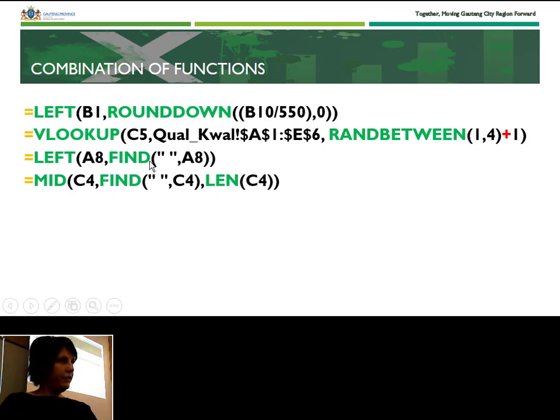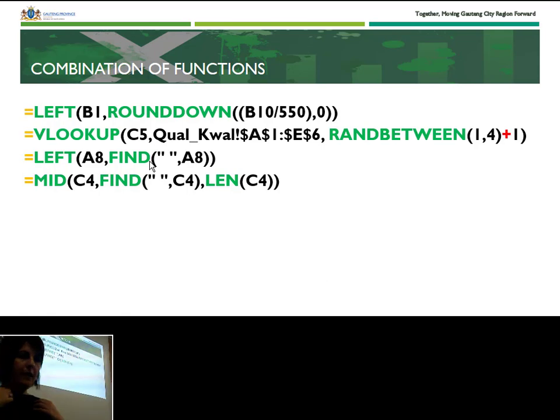So LEFT, where do you want to extract the text from? And then how many characters? Basically, that FIND space A8 means extract the characters up to the space. So in other words, if the space is character number 5, extract to character number 5. That's what that FIND space in A8 means. If that space is in character number 7, extract 7.